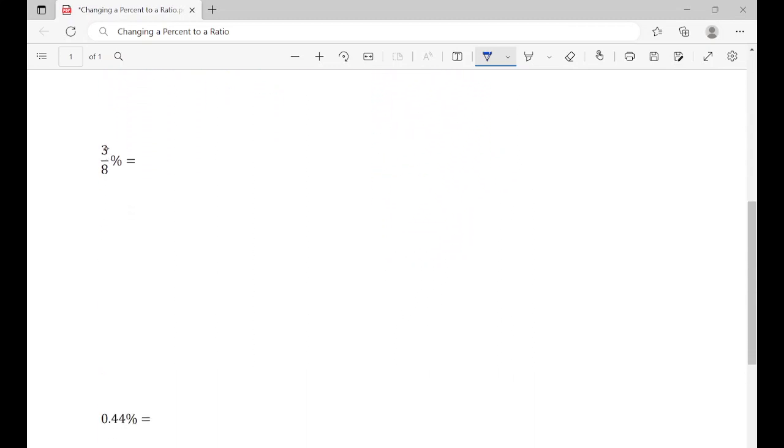Next we have 3/8 of a percent. So I'm going to write this as a fraction. So I'm going to have 3/8 divided by 100. And again, this looks really, really weird, but it's okay. We can handle this. I'm just going to change this from this weird looking fraction to something a little more understandable. So reduce it down.